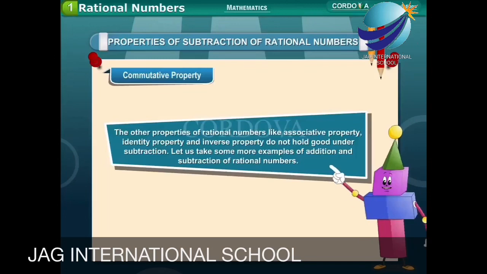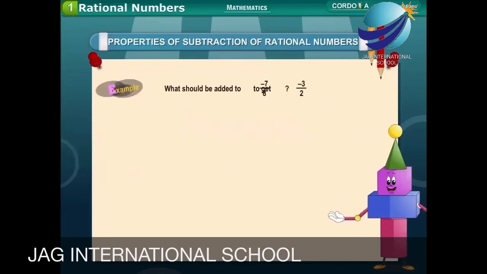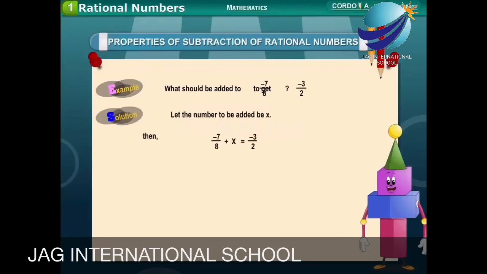Let us take some more examples of addition and subtraction of rational numbers. Example 1. What should be added to minus 7 upon 8 to get minus 3 upon 2? Solution. Let the number to be added be x. Then minus 7 upon 8 plus x is equal to minus 3 upon 2. This implies x is equal to 7 upon 8 minus 3 upon 2, which is equal to 7 minus 12 upon 8, which is equal to minus 5 upon 8.